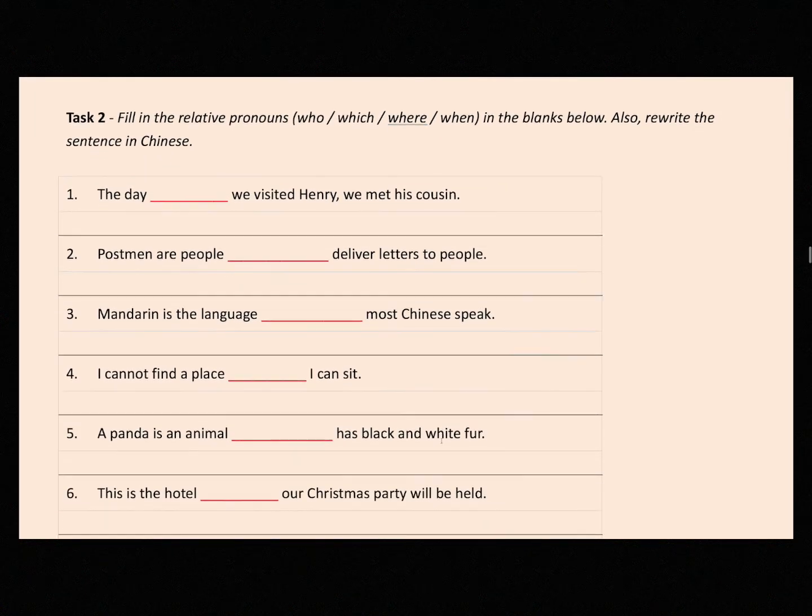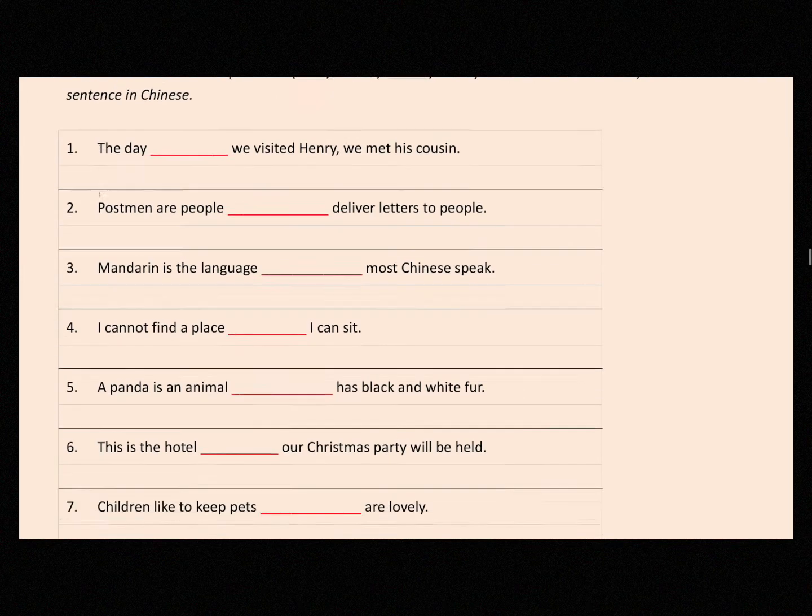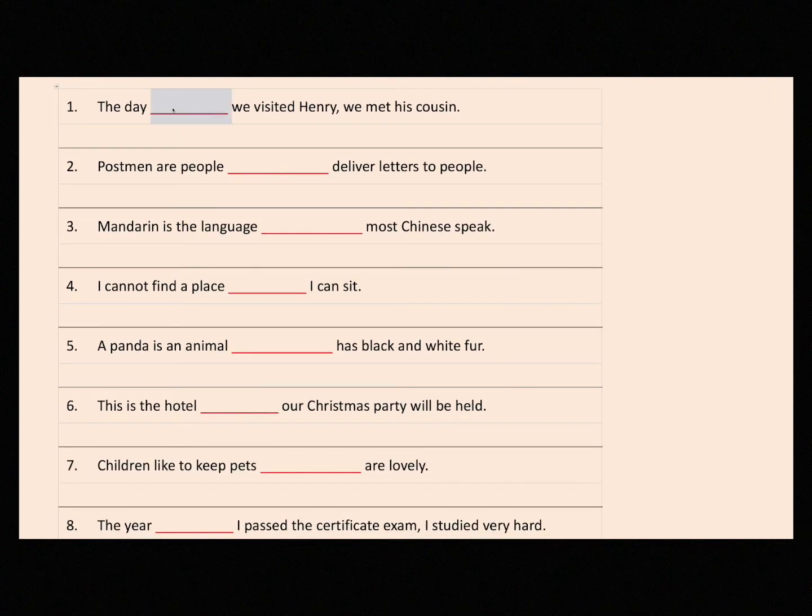Let's look at more examples as an exercise. What we need to do is to fill in the different relative pronouns who, which, where, and when in the blanks below. Number 1, the day. Very obviously the day is time, and that's why we're going to use when. The day when we visited Henry, he met his cousin. Number 2, the postmen are people who deliver letters to people. Because postmen are people, and for people we use who.